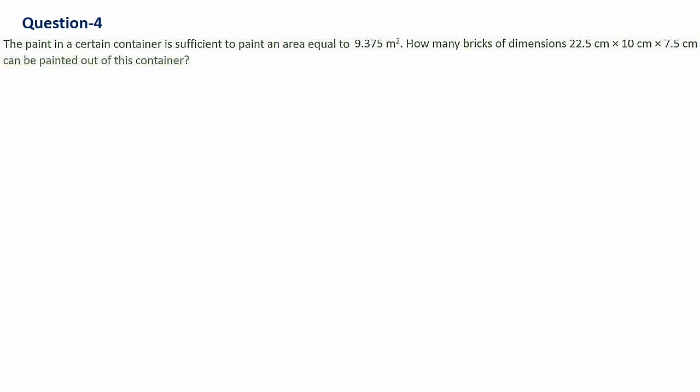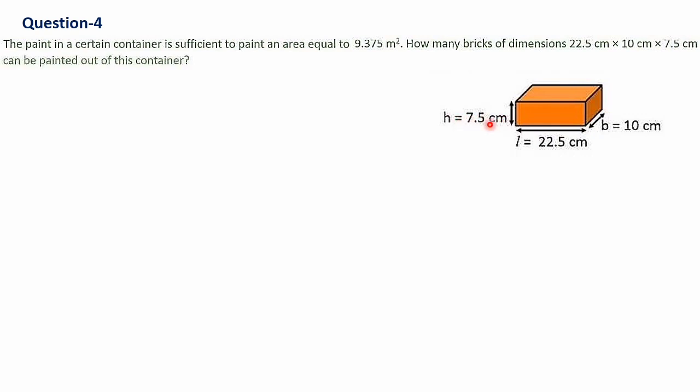Here first of all you might have noticed this one. Here it is meter square, here it is in centimeter. So units are different. First thing, we have to change the units into the same measurement like meter or centimeters. Here it is better to convert this meter to centimeter. So let's visualize the question first. There is a brick. Length is 22.5 centimeter, breadth is 10 centimeter, and height is 7.5 centimeter. And the given condition is the area that can be painted by the container is 9.375 meter square. Here meter square is the unit given to you, and other units are in centimeter. So let's convert this meter to centimeter.